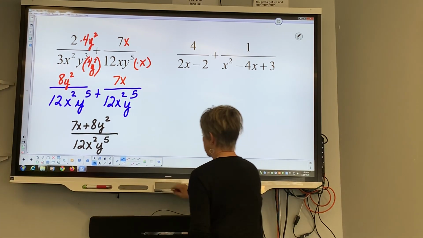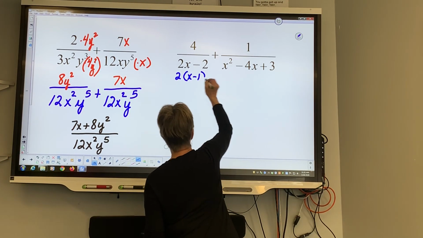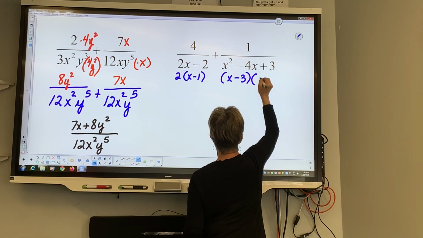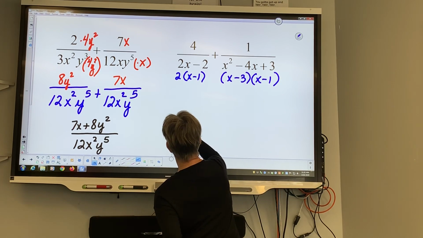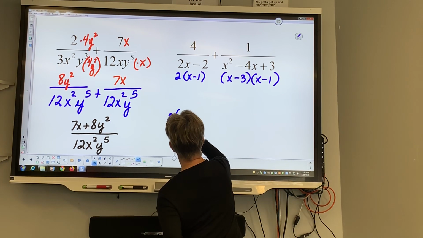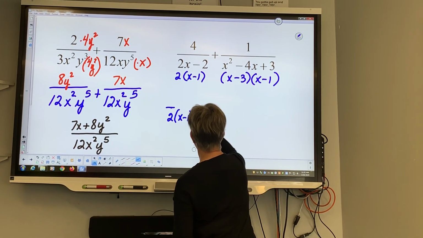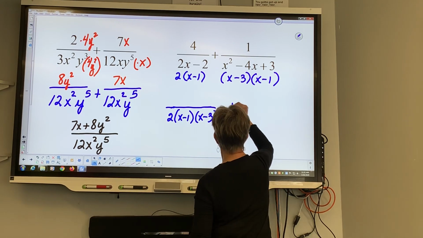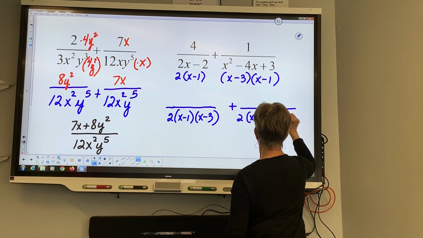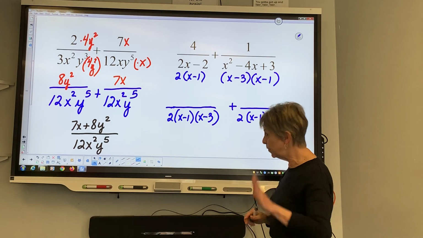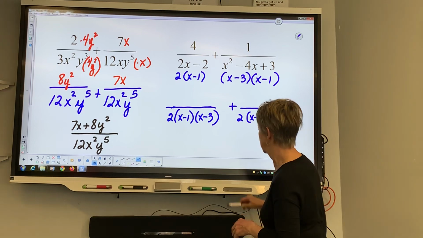Okay, this one, if you remember, this factored 2 times x minus 1, and this one was x minus 3 times x minus 1. So our least common denominator was 2, x minus 1, x minus 3. So the first thing I'm going to do is write these both with the new common denominator. Now I know you guys don't like to write out steps, but if you don't, you're going to have trouble. Just take the time and write everything out like I'm doing here.